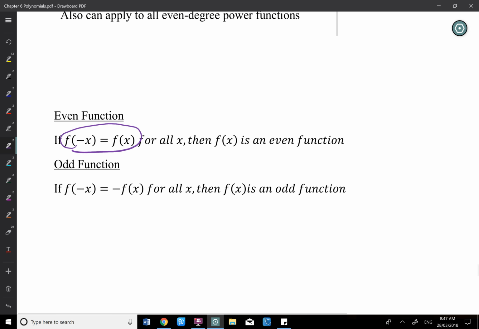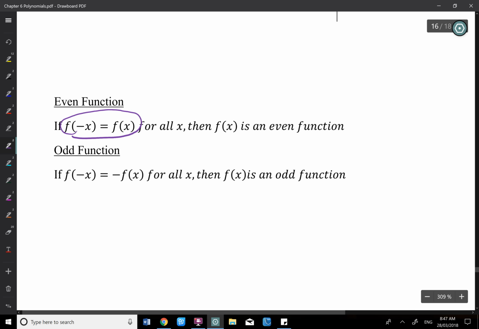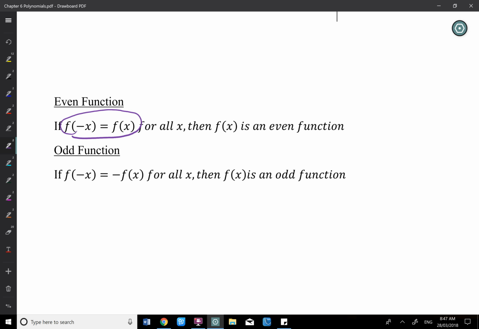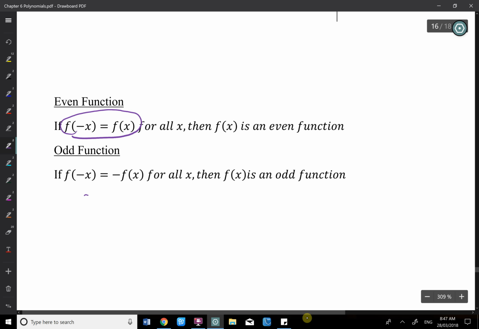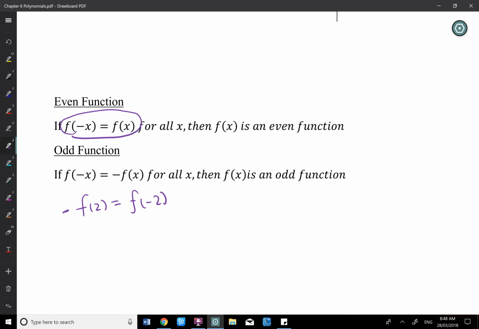The formula we test is f(-x) equals negative f(x). What does that mean? f(2) equals negative f(-2), or I can say negative f(2) equals f(-2). So the value at the negative input equals the negative of the value at the positive input.